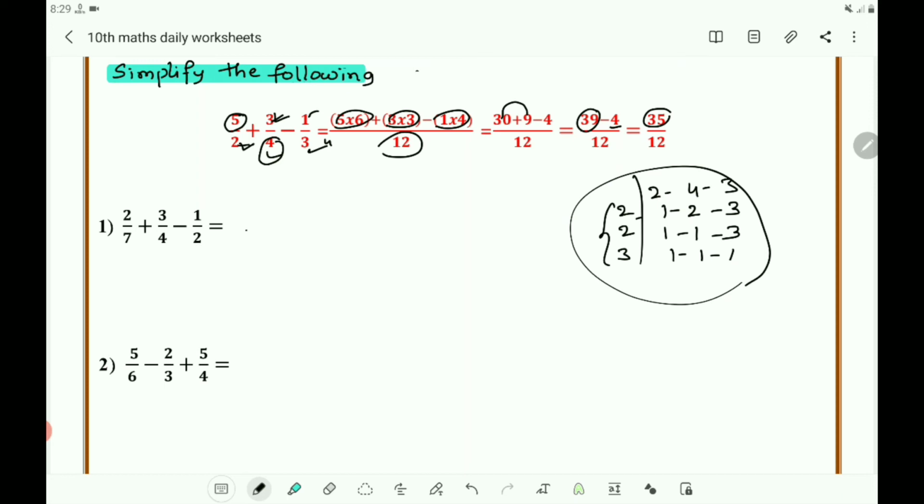First, after getting the LCM, to get this number you verify what is to be multiplied. The same number is to be multiplied by this 2. Similarly, what is to be multiplied by this 4? The same number is to be multiplied by 3. Okay, follow the steps.